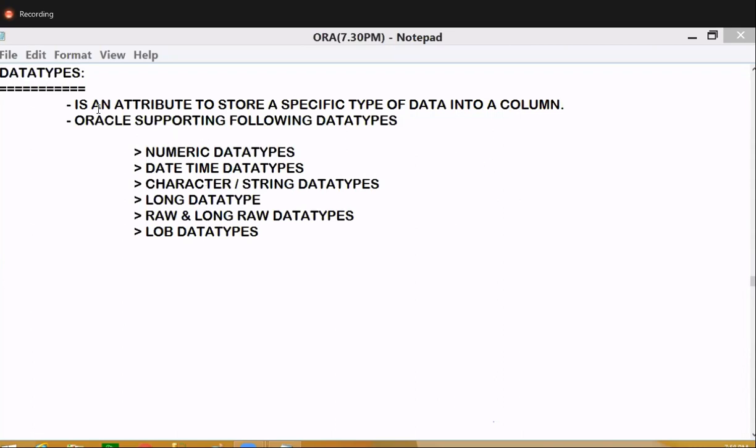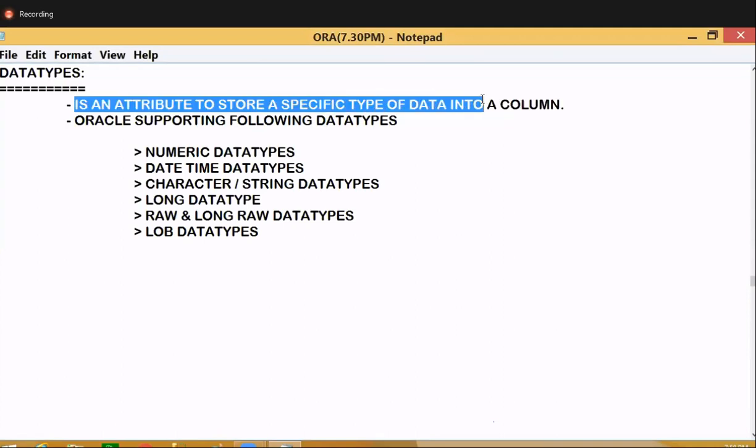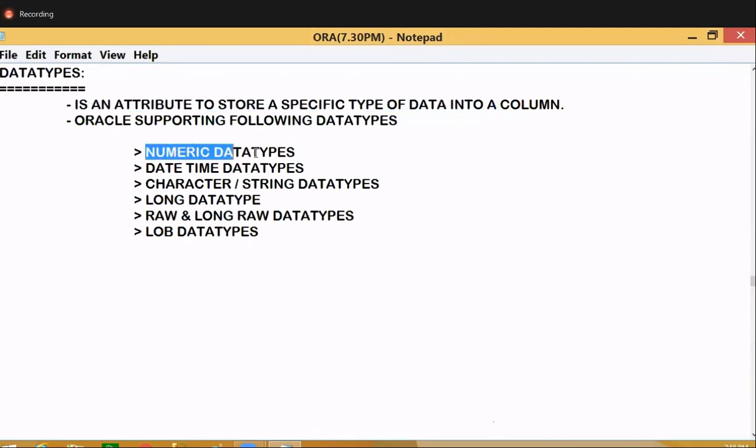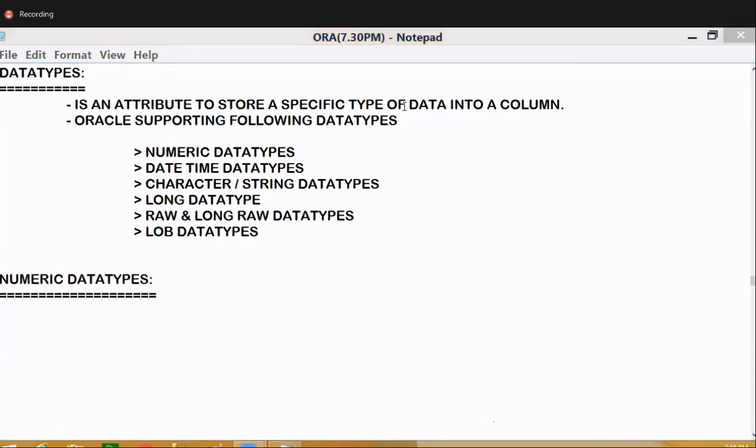I said data types are an attribute to store a specific type of data into a column. Now these are the Oracle supporting data types. In this first category, numeric data types are there. So what is a numeric data type, and what types of data types come under the numeric part? Let's see, guys.